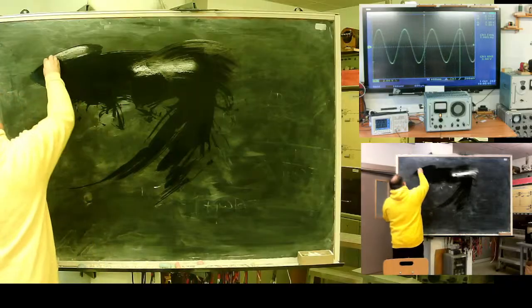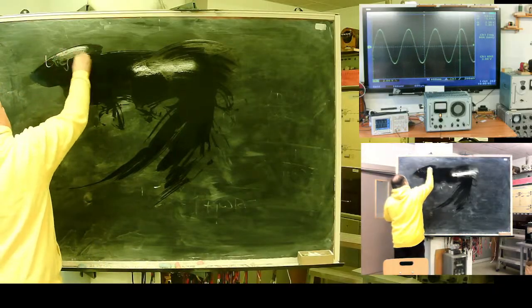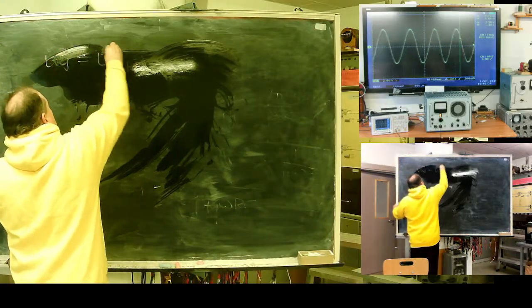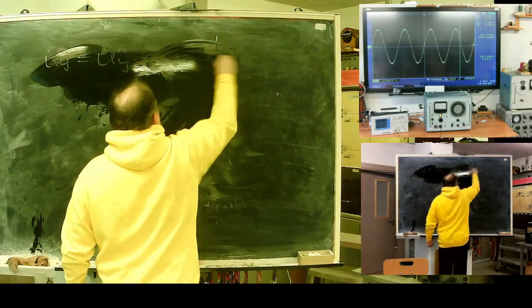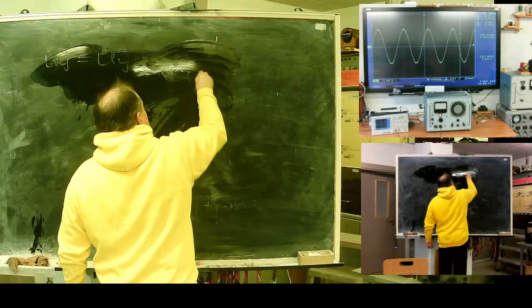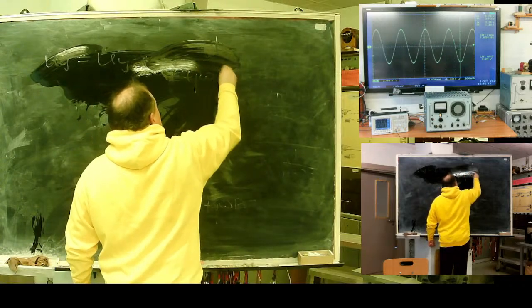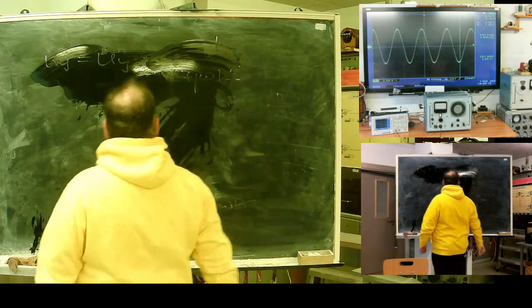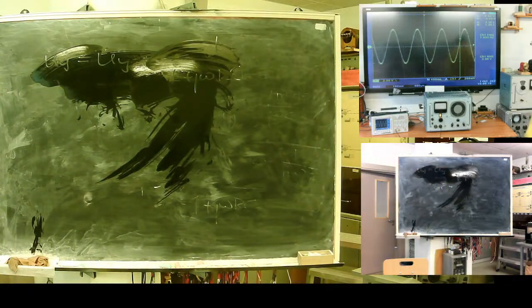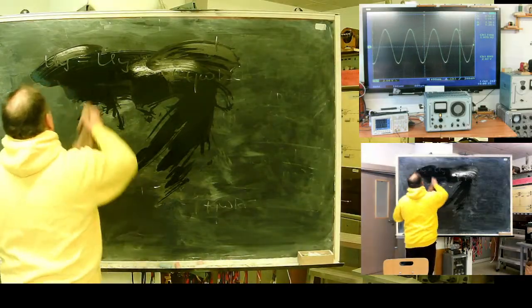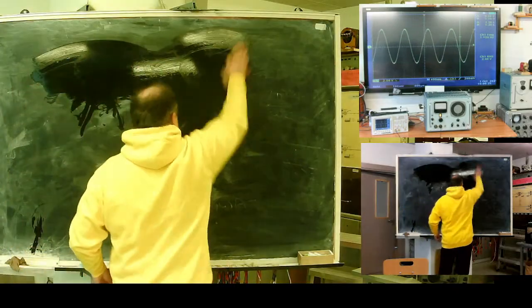Take a look. Output is input multiplied by 1 plus omega RC. Correct? Correct. Not very good. Yeah? It's very good. Nothing good here.